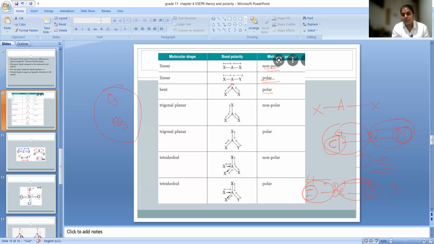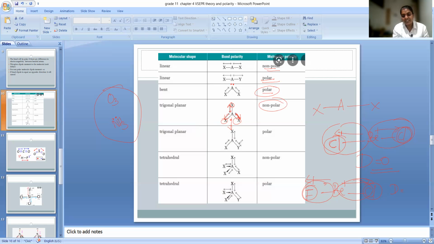The bond dipoles will not cancel each other and there will be a net dipole moment at the end, and that will be polar. And in trigonal planar, all these atoms are the same, so we know that it is non-polar already. How is it non-polar? There is a dipole moment in these two directions, but here also a dipole moment is there. If you take the resultant of these two, it will be in the opposite direction, so it will cancel each other and it becomes non-polar.